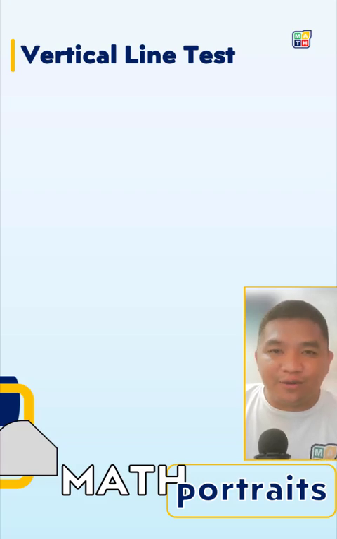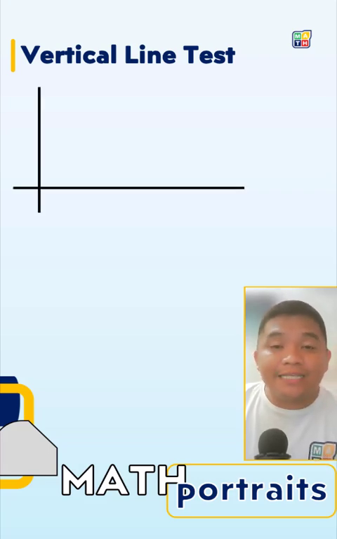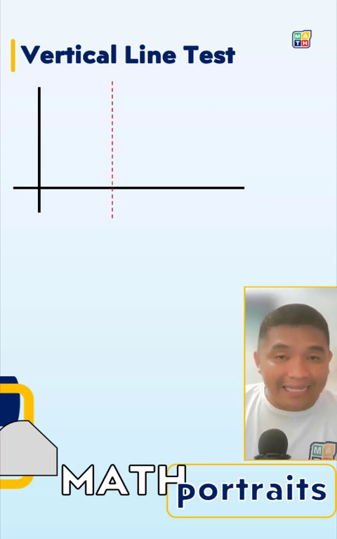If we are given a graph, we can identify whether the graph, or the equation that is the source of the graph, is a function or not using the vertical line test. From the name itself, if you have this Cartesian plane, simply draw an imaginary vertical line, and if that vertical line intersects our graph at exactly one point, automatically that graph and its equation is a function.